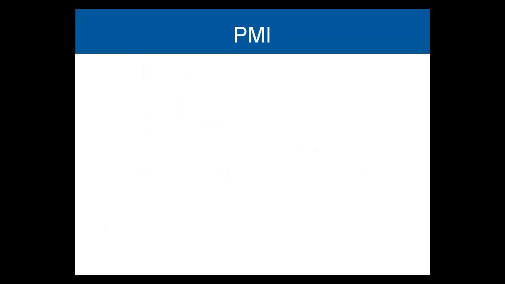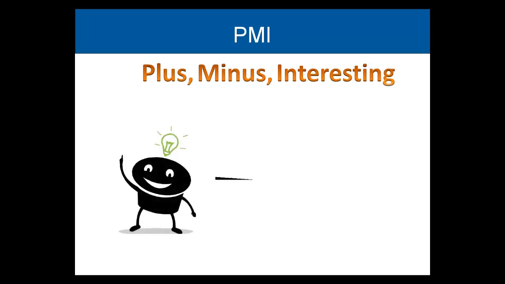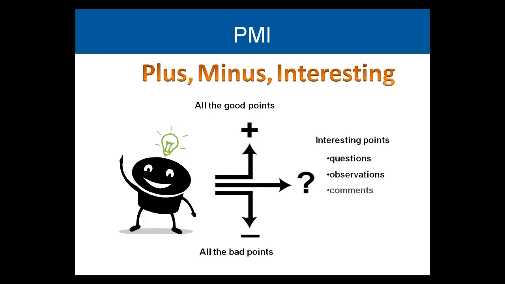PMI represents the three functions of this tool: plus, minus, and interesting. It is an exploration and evaluation tool. Instead of thinking about everything at once, we separate out three strands. Plus, all the good points; minus, all the bad points; interesting, the questions, observations, comments or suggestions that are not plus or minus but interesting.